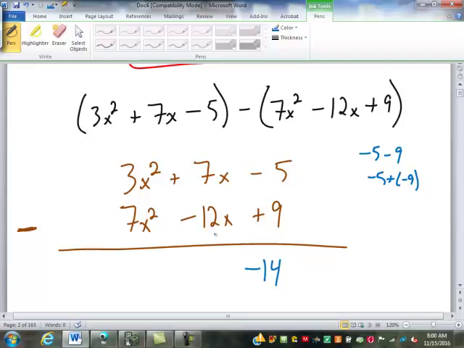7x minus a negative 12x. Well, 7 minus a negative 12 becomes 7 plus 12. So positive 19x. And 3 minus 7? Negative 4x squared. Not too terrible.